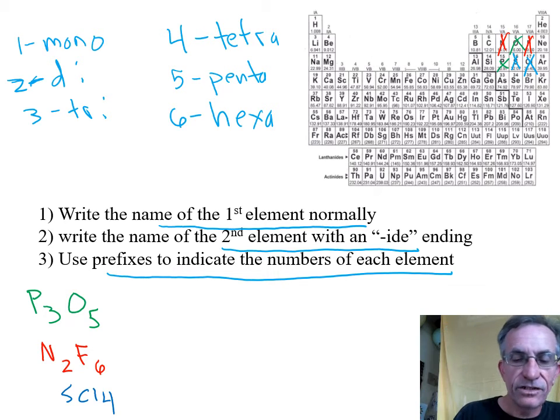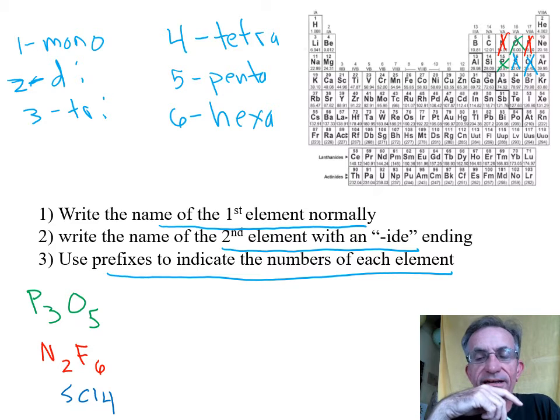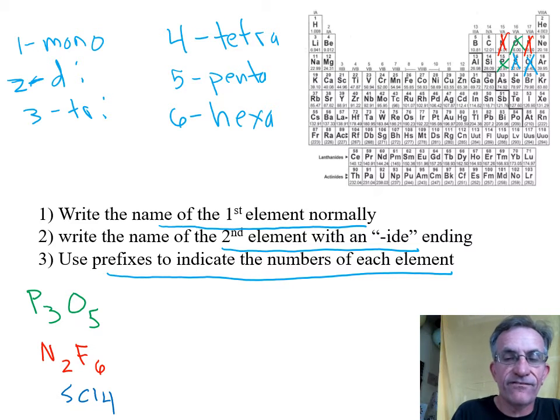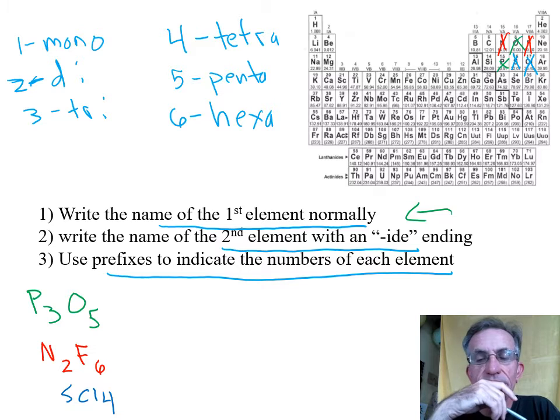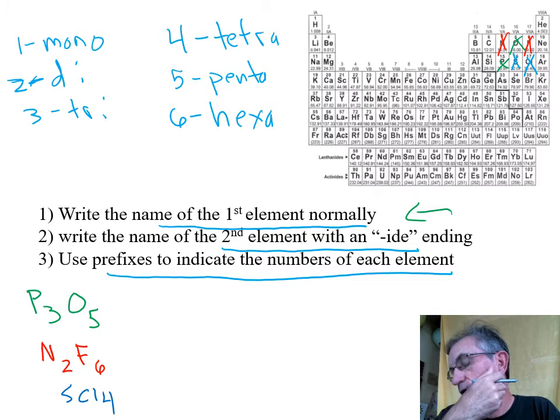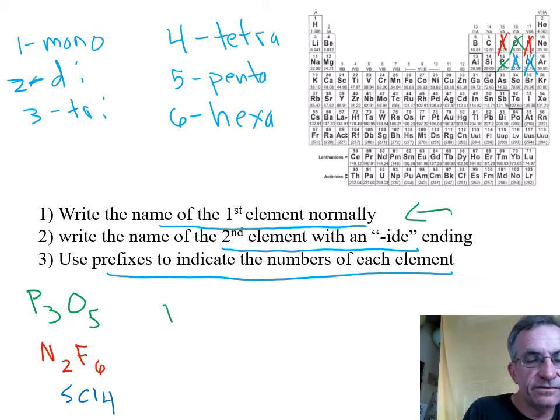All right, so let's do our examples here. P3O5. So you write the name. It says write the name of the first element normally. P, what does P stand for? P is phosphorus.